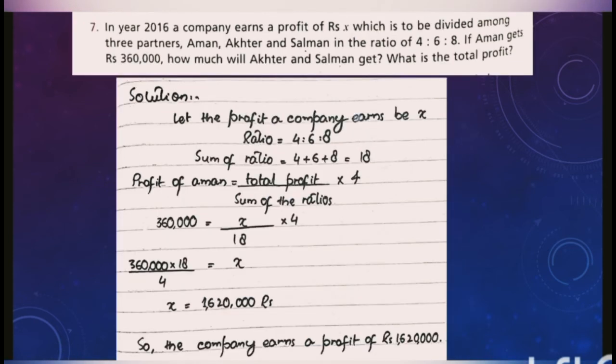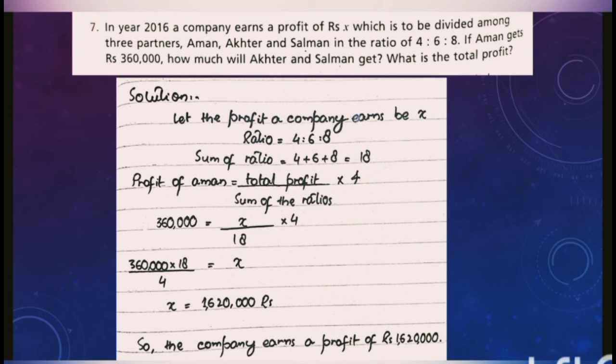Okay, now question number 7: in year 2016 a company earns a profit of rupees x, we don't know how much profit the company earned, which is to be divided among 3 partners, Aman, Akhtar and Salman, in the ratio of 4:6:8. If Aman gets rupees 360,000, how much will Akhtar and Salman get? What is the total profit? We don't know how much the company earns as profit. The unknown value is x here.